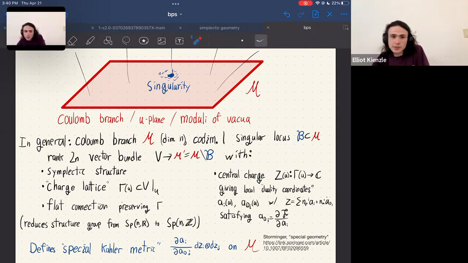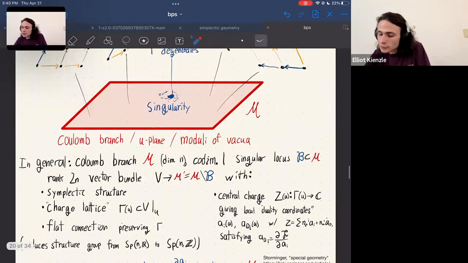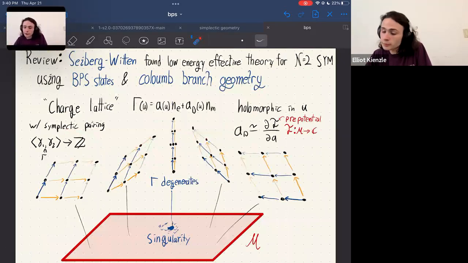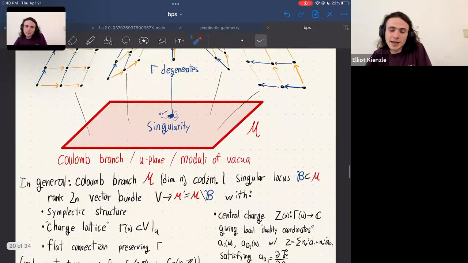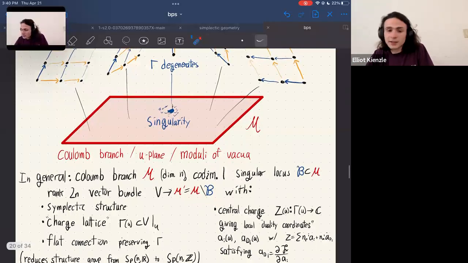But this vector bundle is going to have a whole pile of structures on top of it. In particular, first we have the symplectic pairing over here. And that means we can think of this vector bundle as having a symplectic structure too. And then the analog of the charge lattice is just some real sublattice of this vector bundle. Pointwise, you give it the sublattice and you vary it continuously. And then you give it a flat connection.